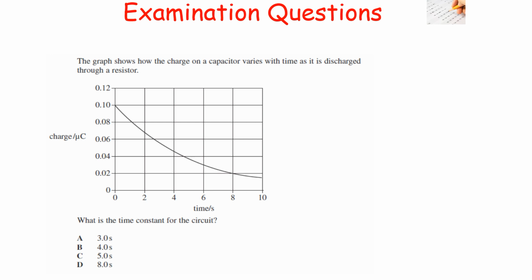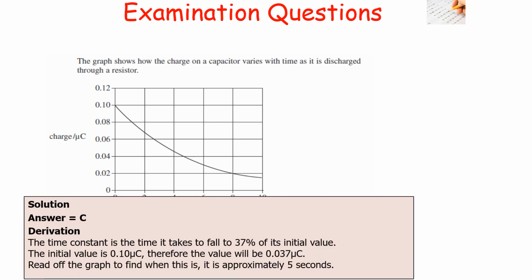Right, so the answer here is C. It is 5 seconds, because the time constant is the time it takes to fall to 37% of its initial value. Now you take the initial value as 0.10 microcoulombs, so therefore the value you're looking for is 37% of that, which is 0.037 microcoulombs. Now, when we work this through, you read off the graph to find where that is, and that is approximately at 5 seconds, so there is our answer.